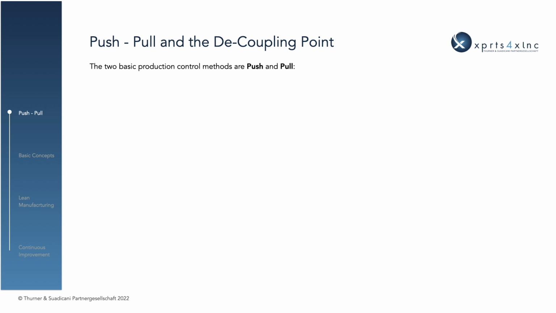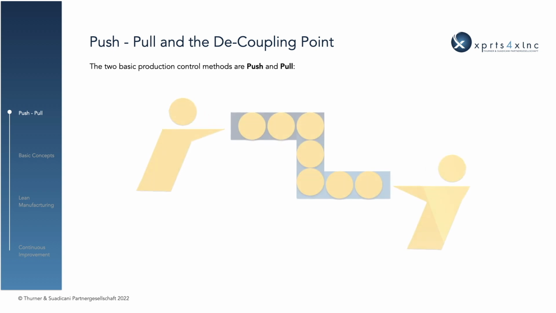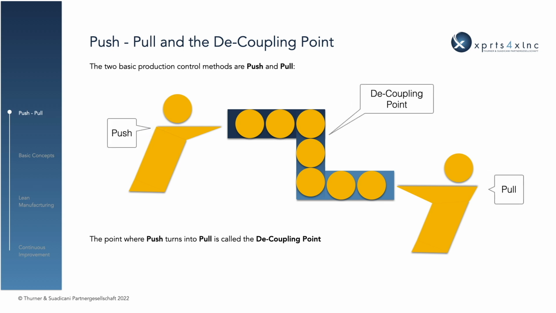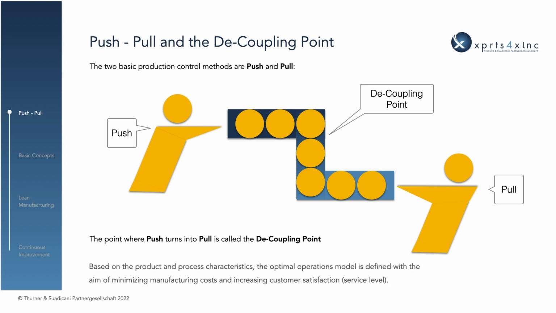Okay, so let's get started with push and pull and the very important decoupling point. The two basic production control methods are push and pull. Push is when you produce something against a forecast and into stock. Pull is when you produce only when you have a customer order for it. The point where push turns into pull is called the decoupling point. Based on the product and process characteristics, the optimal operations model is defined with the aim of minimizing manufacturing costs and increasing customer satisfaction.